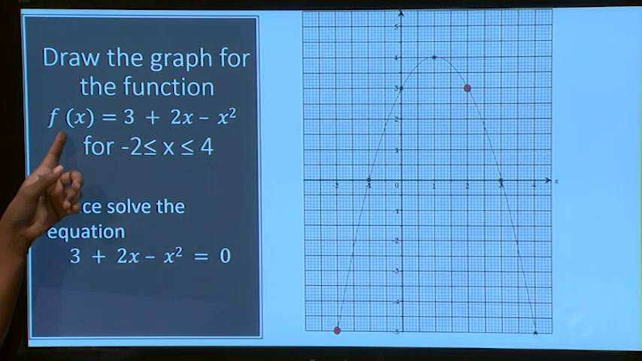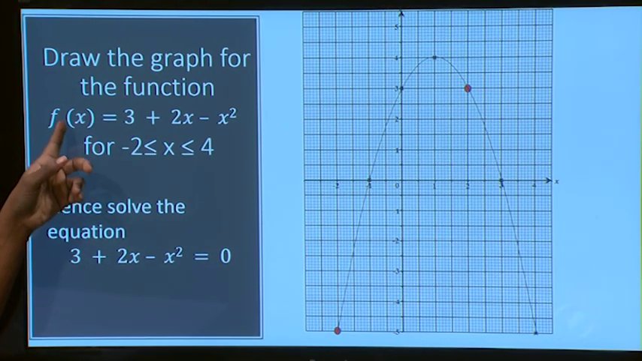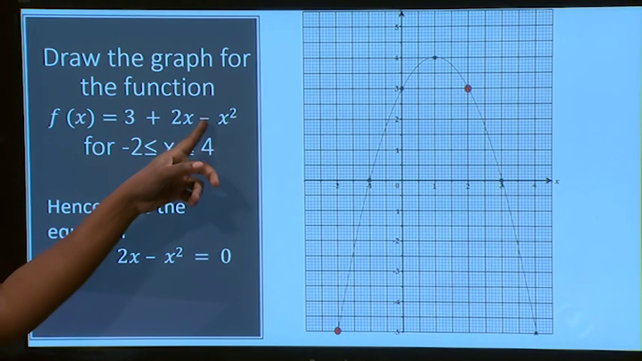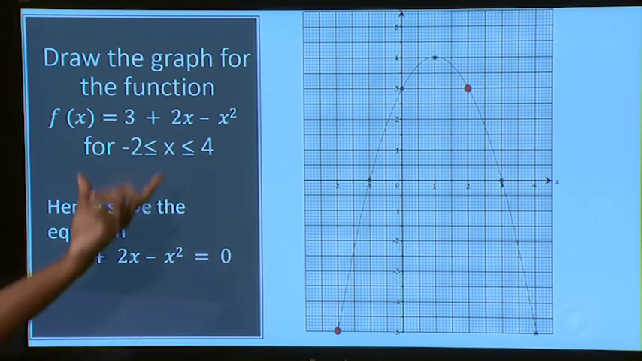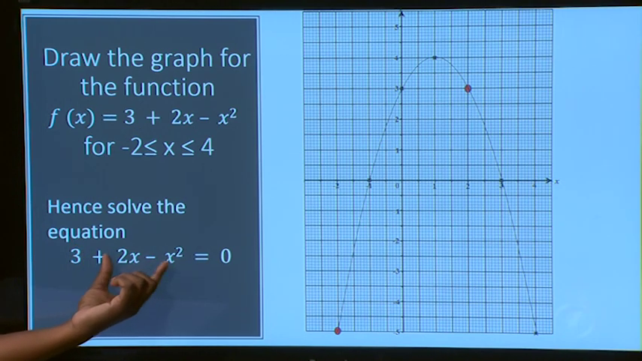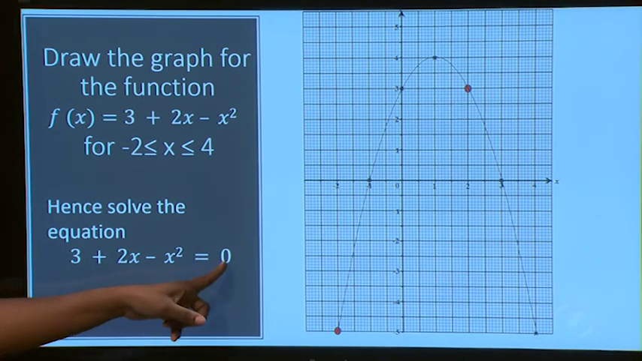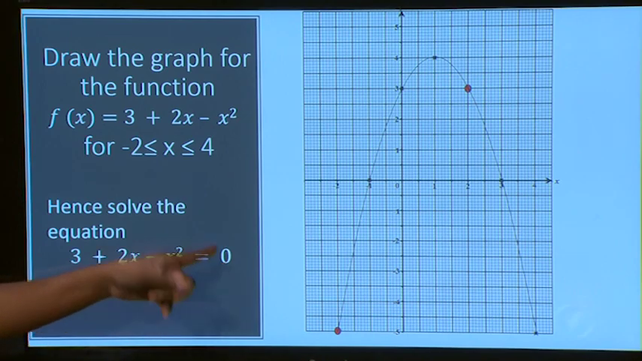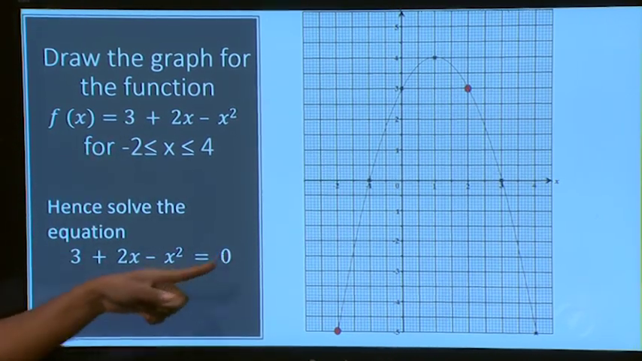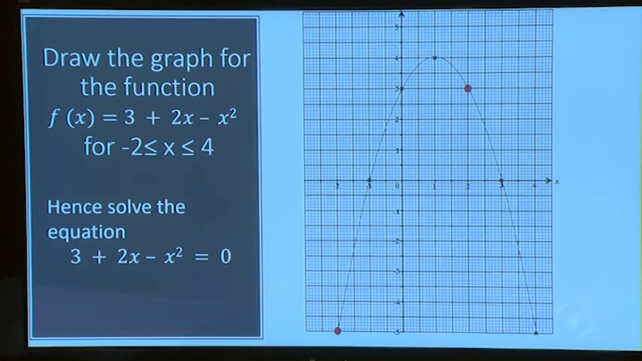Because if we notice, it said f of x, and sometimes we use y interchangeably. In f of x, if f of x is equal to 3 plus 2x minus x squared, and here we're given that very same 3 plus 2x minus x squared, and we're told now that it is equal to 0, we're basically looking for where f of x is equal to 0. And where is that again, Brittany?